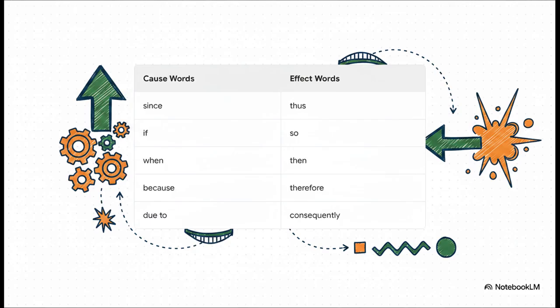Rather than just memorizing a giant list, think about how they actually function. Words like since, because, and due to are your immediate red flags that a hidden motive or cause is about to be revealed. On the flip side, words like therefore, consequently, or thus are giant neon signs pointing straight to the aftermath. Spotting these bridges instantly unlocks the underlying logic, no matter how convoluted the sentence actually is.